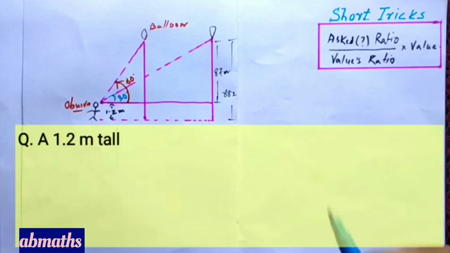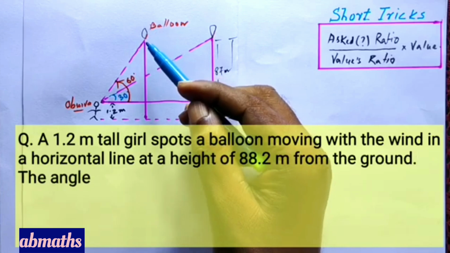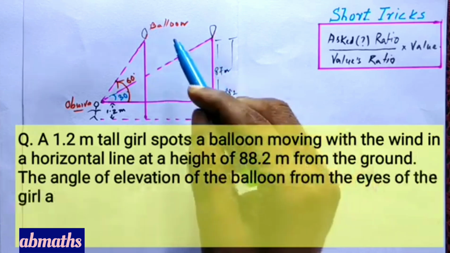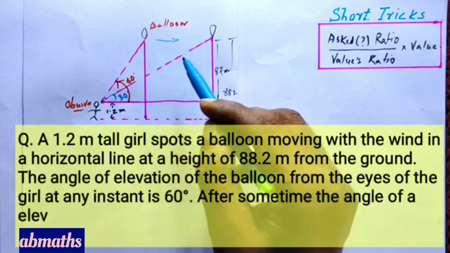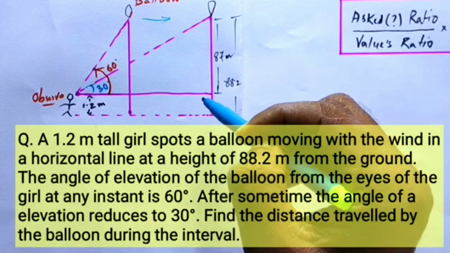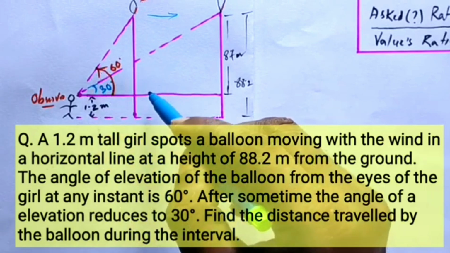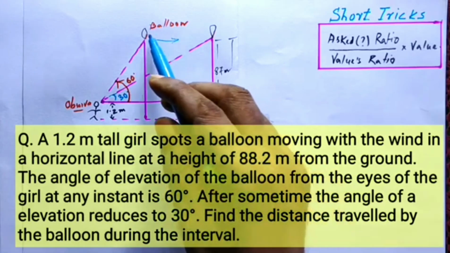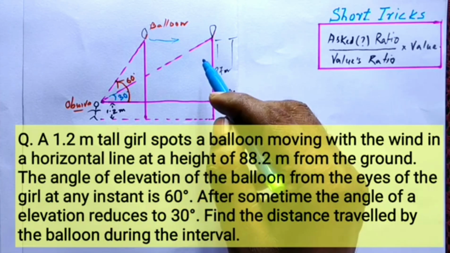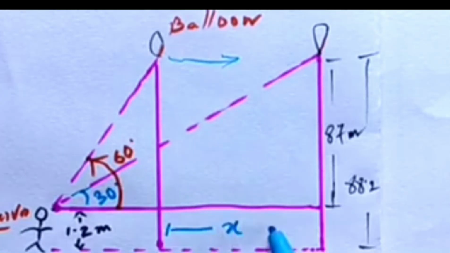Now we have a question. A 1.2 meter tall girl spots a balloon moving with the wind in horizontal. It is moving in this direction and at a height of 88.2 meter from the ground. The angle of elevation of the balloon from the eye at any instant is 60 degree. After some time the angle of elevation reduces to 30 degree. Find the distance traveled by the balloon during the interval. So we have to find out this part. This x we have to find out.